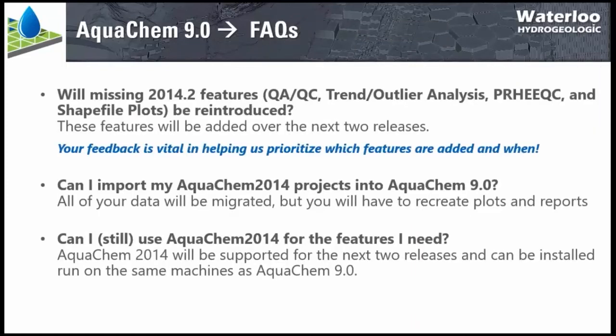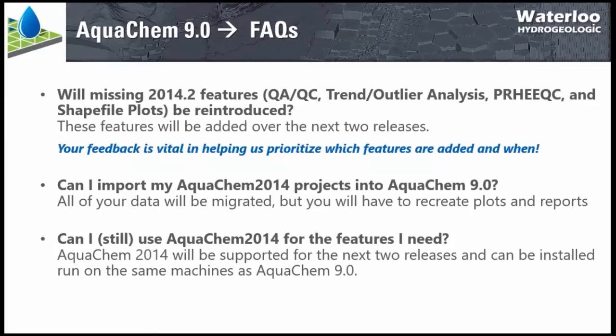So in terms of common questions that we're encountering with some of our early users, will any of the missing 2014.2 features such as QA/QC, trend and outlier analysis, freq-C, and shapefile plots be reintroduced? The answer is absolutely. We'll be adding those features back in over the next releases, and we'd like to get your feedback on helping us prioritize the order in which those are reintroduced.